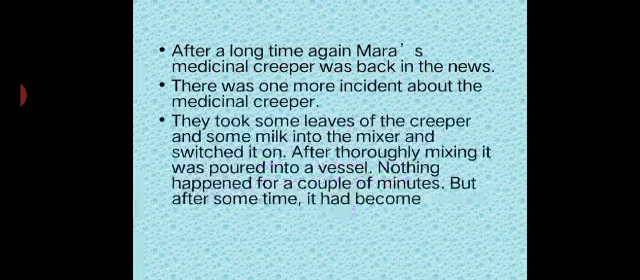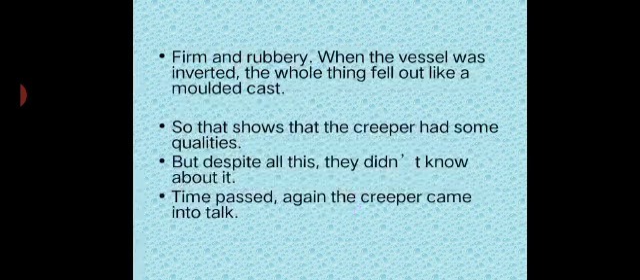What was that? See, they took some leaves of the creeper and some milk into a mixer jar and switched the mixer on. That means they grinded that milk and some leaves of that creeper together. After thoroughly mixing it, it was poured into a vessel. Nothing happened for a couple of minutes, but after some time, it had become firm and rubbery. You know how paneer looks like? So, milk had become of that consistency.